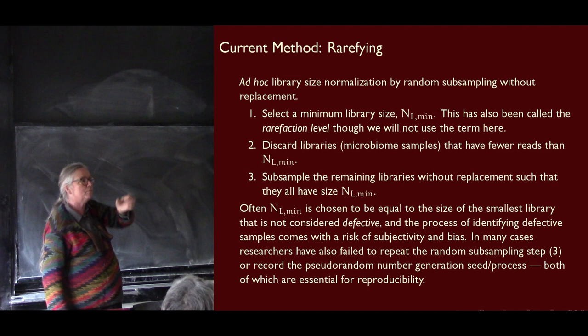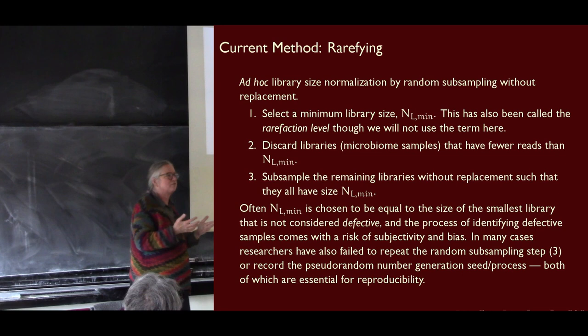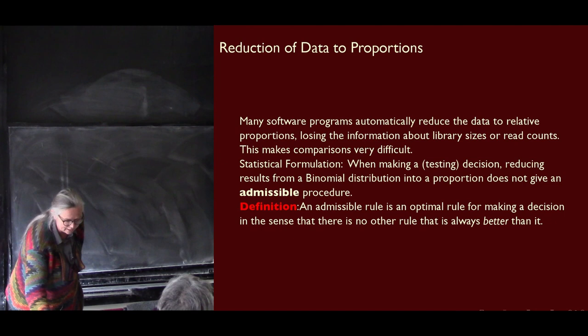So you might discard some of the ones which are less than that. Suppose you say, I want all the samples to be at least 5,000. You drop everything that has less than 5,000 total number of reads, and then you take a subsample of size 5,000 of everything. That's what rarefying does.